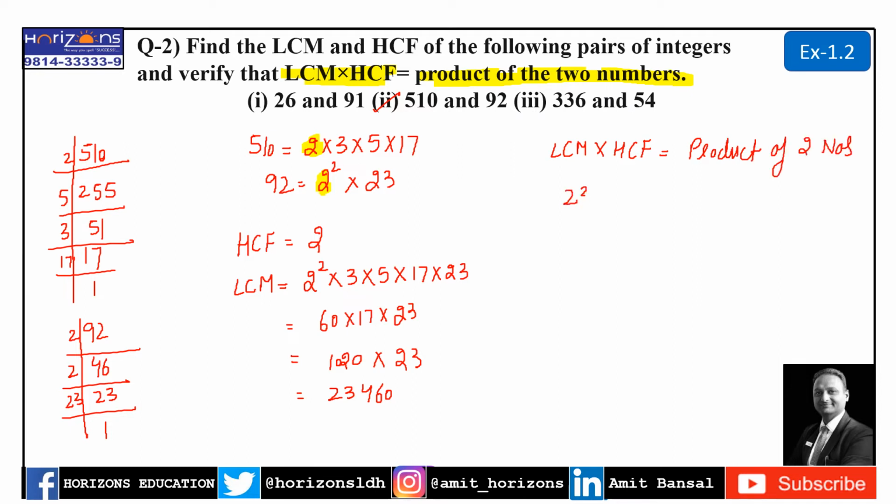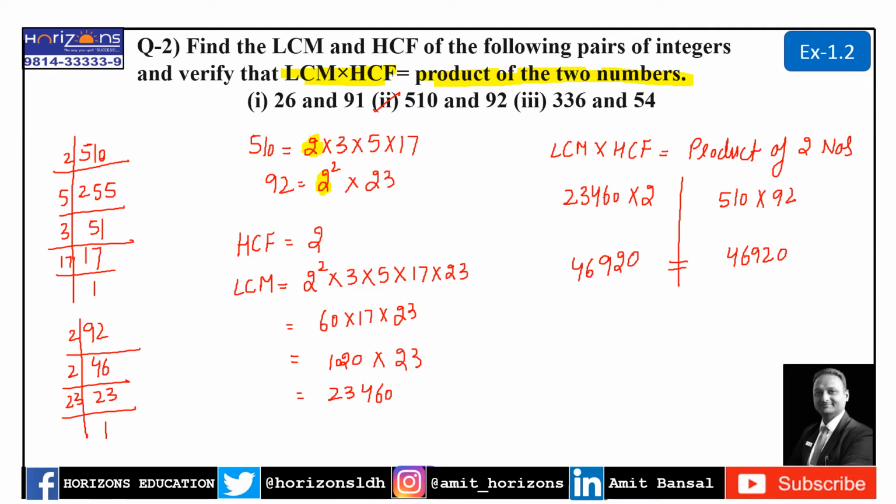So 23460 into 2, and the two numbers are 510 and 92, right? So 46920, and even if you find out this, it would still be 46920, right? So 46920, both cases are equal. Therefore we have verified that the product of the LCM and HCF of two numbers is equal to the product of the two numbers.